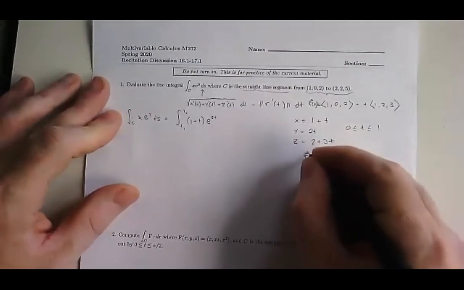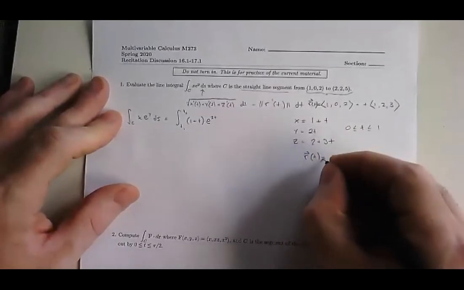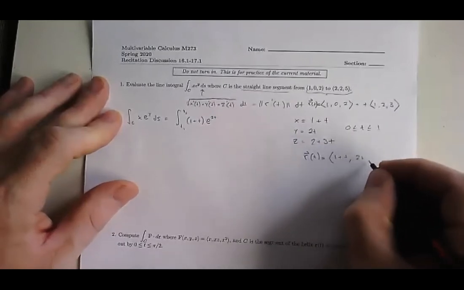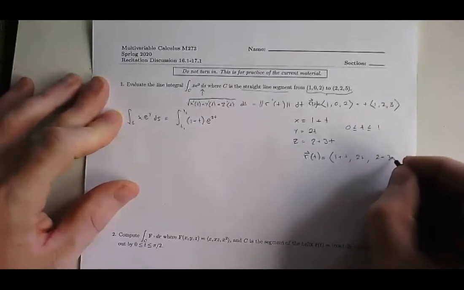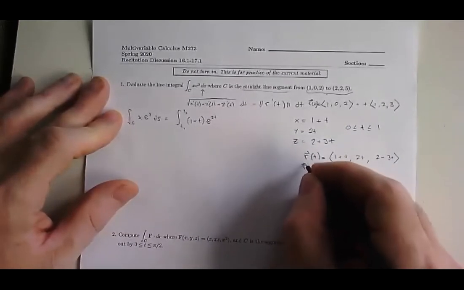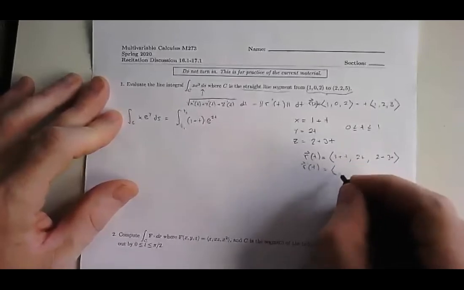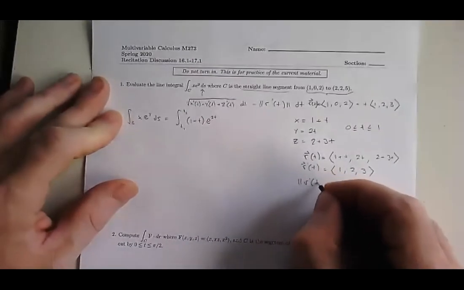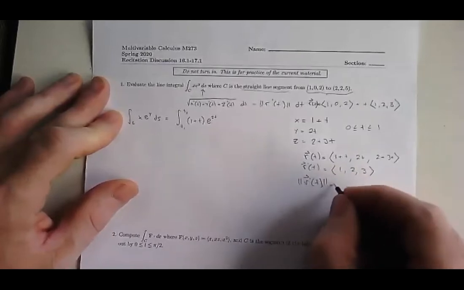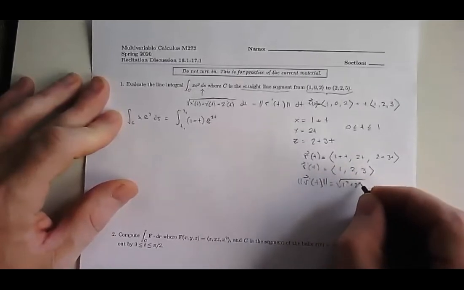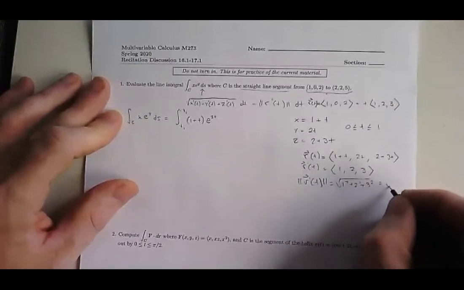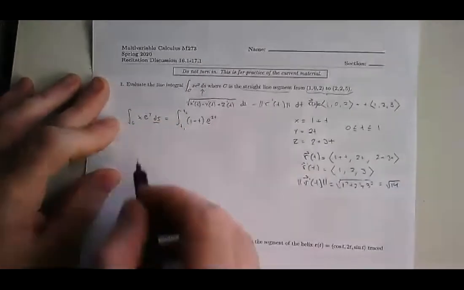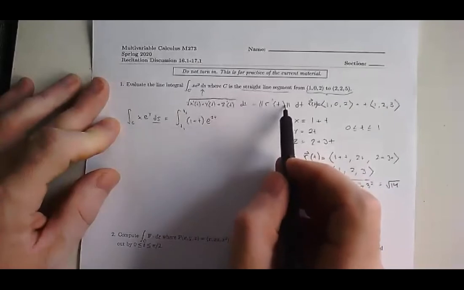So I have that r of t equals, we have 1 plus t, we have 0 plus 2t, and we have 2 plus 3t. And so then r prime of t would be just 1, 2, 3. And then the magnitude of r prime would be the square root of 1 squared plus 2 squared plus 3 squared, which is root 14. Okay, so the last part here, I'm going to rewrite ds. ds is equal to the magnitude of r prime times dt.